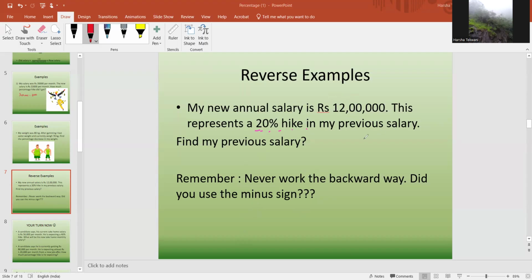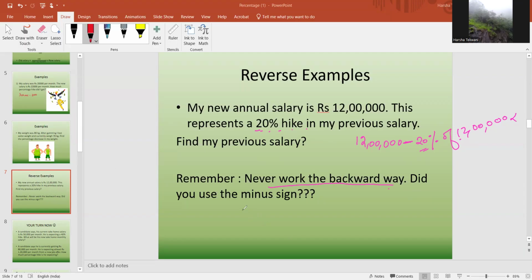So the first mistake which people make is they take 12 lakh and assume previously it was 20% less. So they do minus 20% of 12 lakh. This itself is an incorrect concept because at that time your base was not 12 lakhs, it was something else, isn't it? Why should you decrease 20% of 12 lakh? It was something else. So you have to always go the forward way, never the backward way.